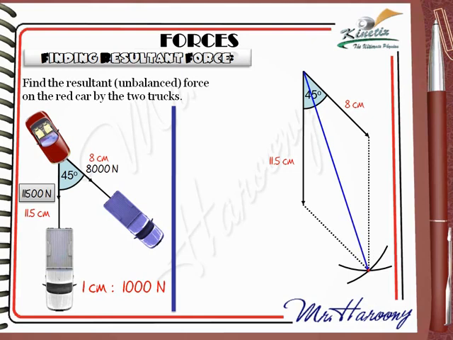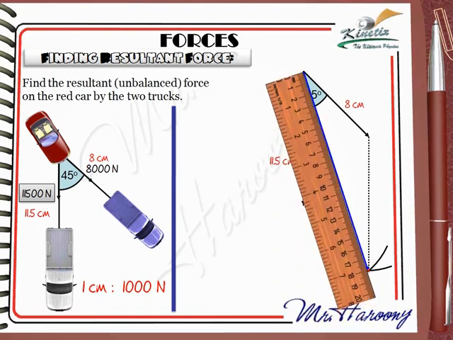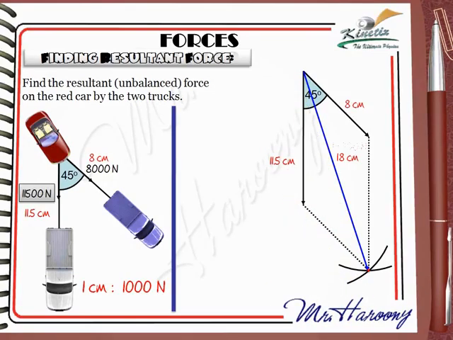To find its magnitude, just measure its length using a ruler. This ruler shows that the diagonal is 18 centimeters. Do not forget the scale. This means that the force is 18,000 newtons. Also, we need the direction.